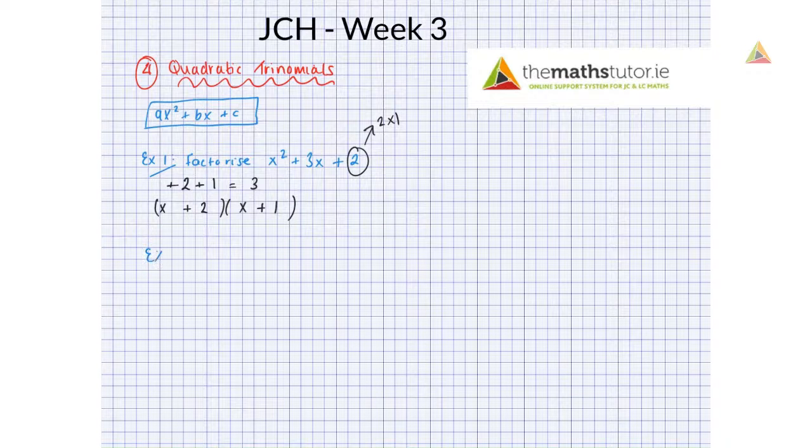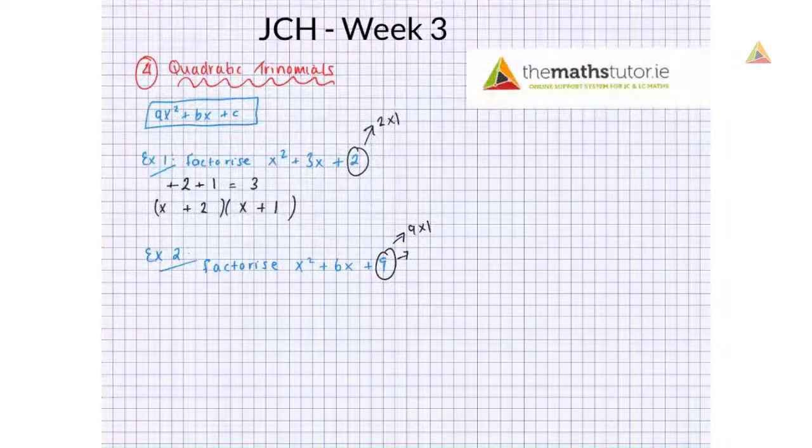Example 2 is going to be factorize x squared plus 6x plus 9. So same idea, we're going to circle the constant and we're going to write out all the factors of 9. So 9 by 1, 3 by 3. We don't have any other pairs of factors for 9.